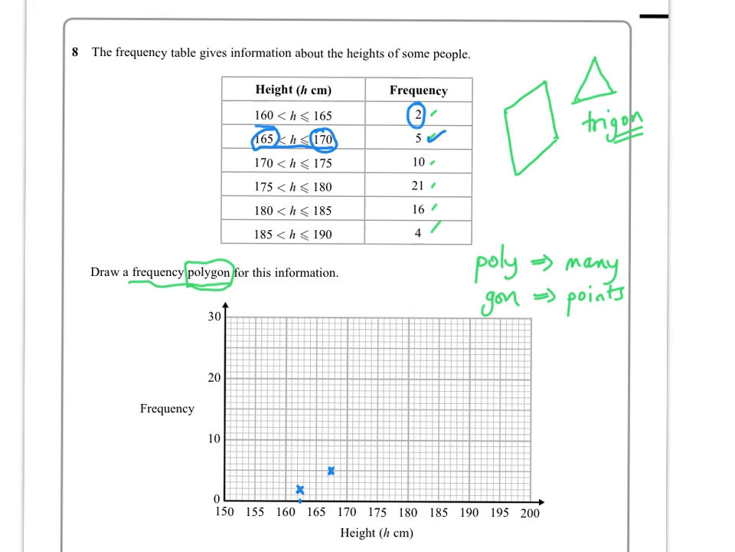And then 172.5, 10. And then 177.5, 21. And then 182.5, 16. And then 187.5, 4.